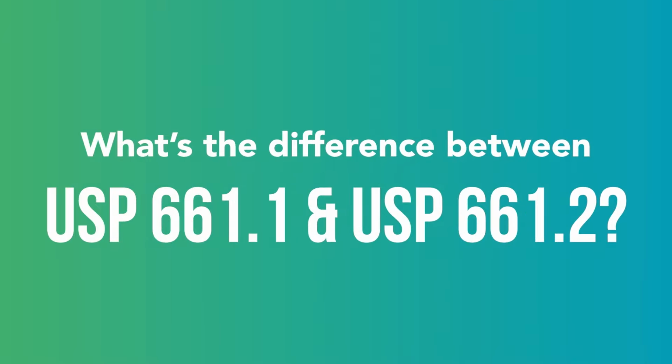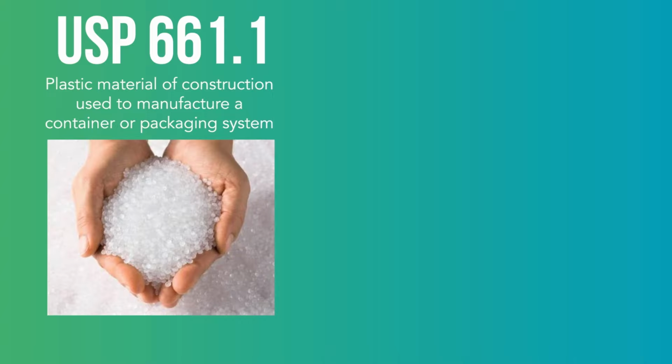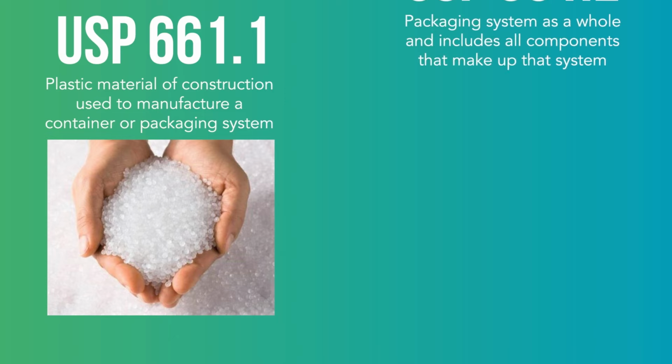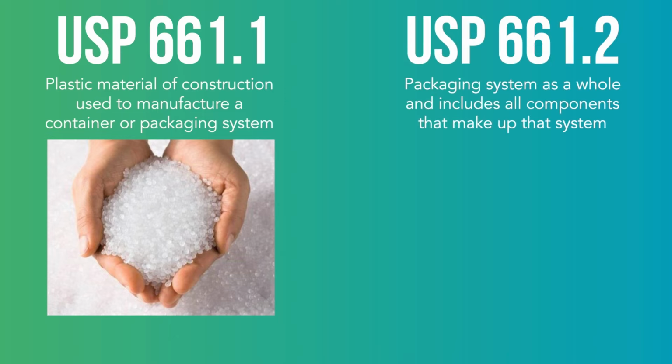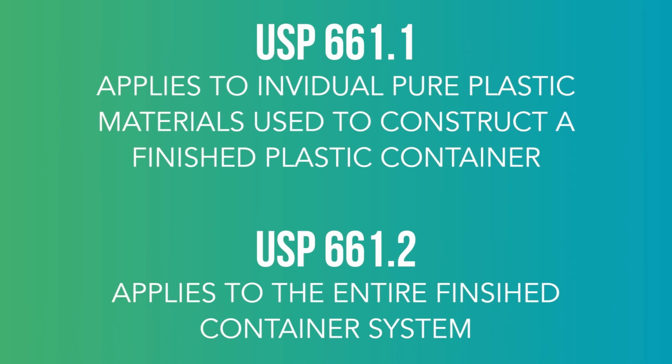What is the key difference between USP 661.1 and 661.2? USP 661.1 relates to a plastic material of construction used to manufacture a container or packaging system. For example, the pure HDPE resin used to manufacture the HDPE container is required to be tested to the 661.1 methods. USP 661.2 relates to a packaging system as a whole and includes all components that make up that system. For example, the container, the closure, the dropper. Collectively, USP 661.1 and 661.2 provide a comprehensive data package that will facilitate an appropriate evaluation for the correct selection of materials.